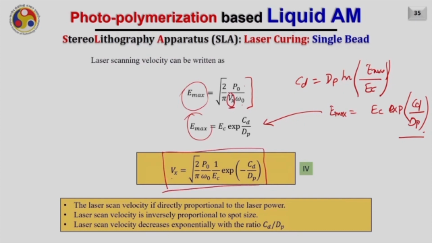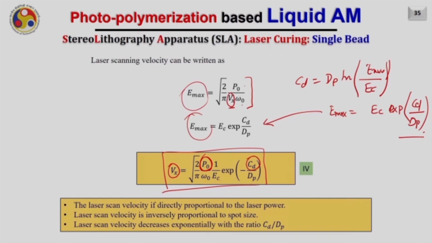So the velocity Vx will be equal to root over 2 by pi P naught by omega naught, 1 upon EC into exponential minus CD by dP. So one can observe from here that the laser scan velocity is directly proportional to the laser power. Of course, if laser power is increasing, then I can increase the velocity of the laser beam to keep the other parameters the same, like CD.